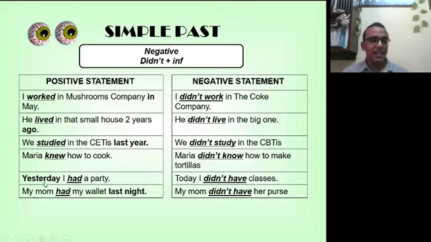Okay. Yesterday I had a party. This is very important. Focus. I need to change it to the negative form. Yesterday had will be have, and we are going to put didn't. So why did I change had to have? Because have is the base form of had. Yesterday I didn't have a party. Okay, my mom had my wallet last night. My mom didn't have my wallet last night. Here are some negative statements.